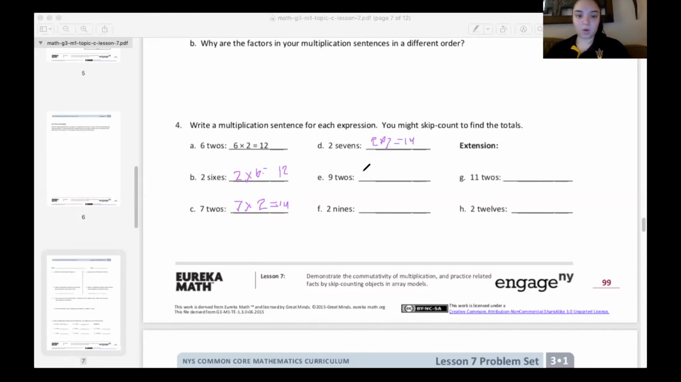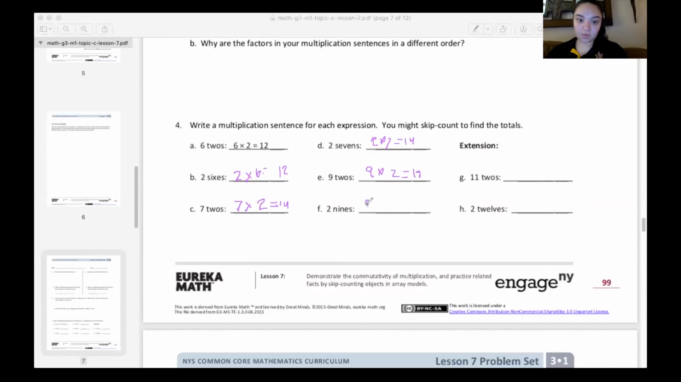Good. So I'm going to keep going and just do E and F. So 9 2's. I have 9 groups with 2 in each group. We're going to skip count to find the answer. So 2, 4, 6, 8, 10, 12, 14, 16, and 18. So 9 times 2 equals 18.